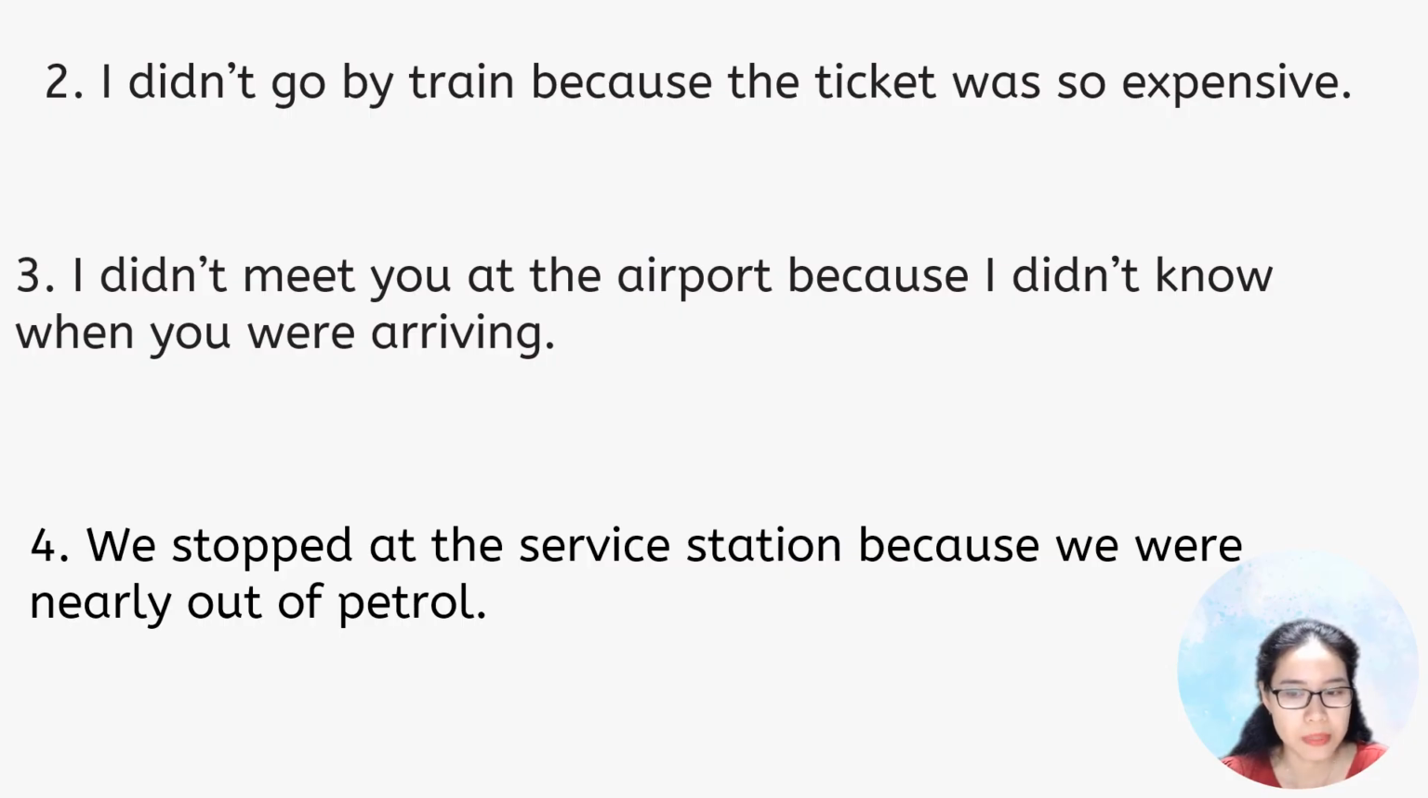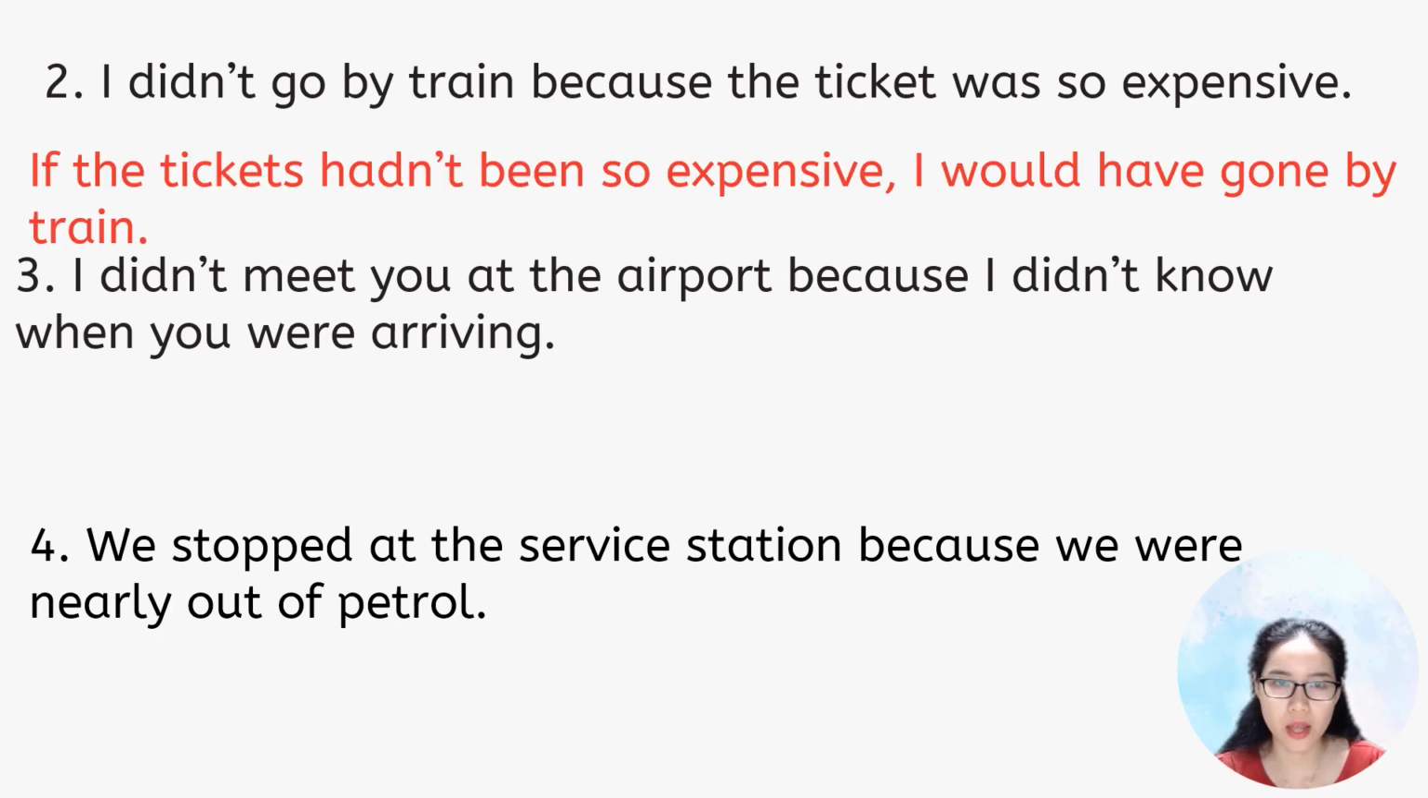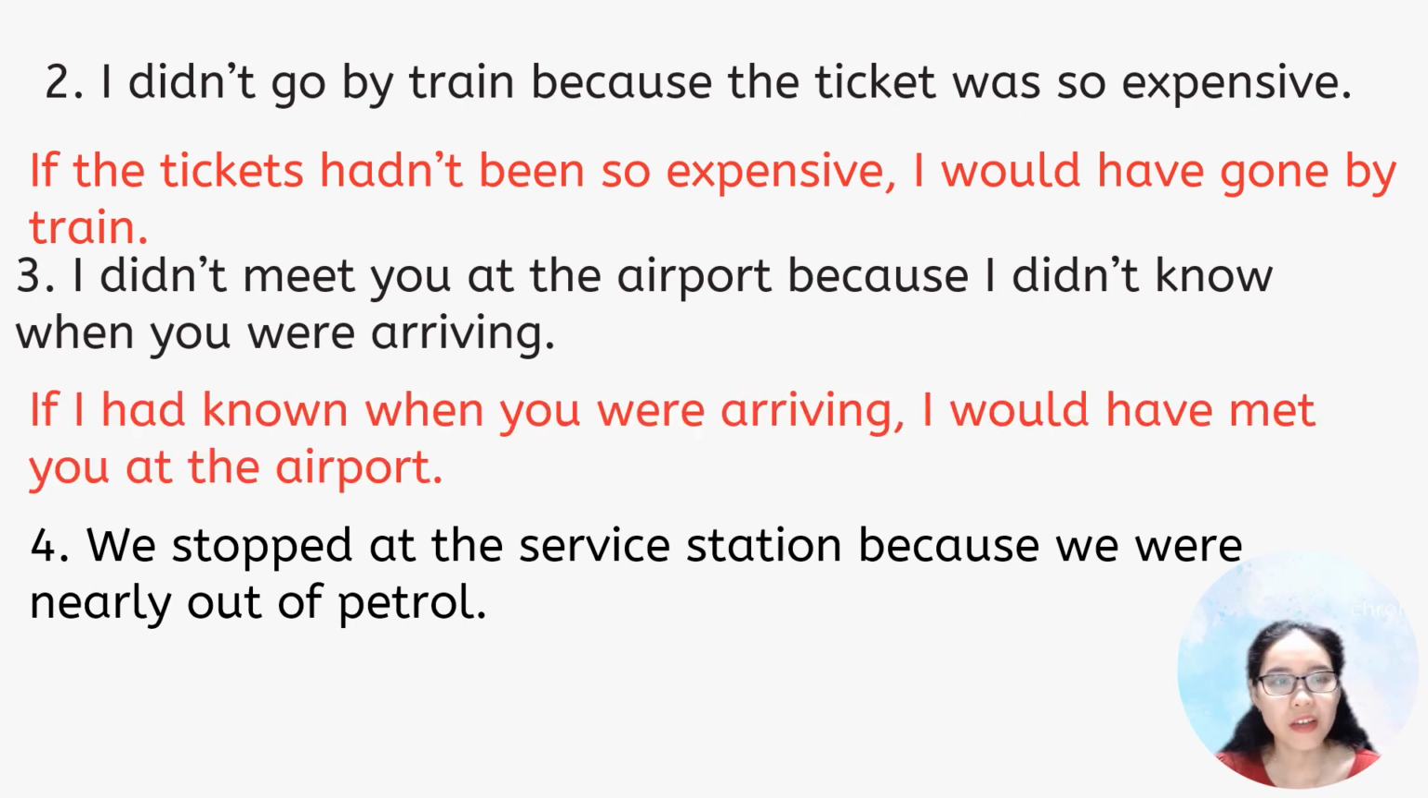Now, number 2. I didn't go by train because the ticket was so expensive, right? So, if the tickets hadn't been so expensive, I would have gone by train. Tôi không có đi bằng tàu bởi vì vé nó rất mắc. Như vậy, nếu vé không mắc thì tôi đã đi bằng tàu rồi. Okay, now let's do number 3. If I had known when you were arriving, I would have met you at the airport.